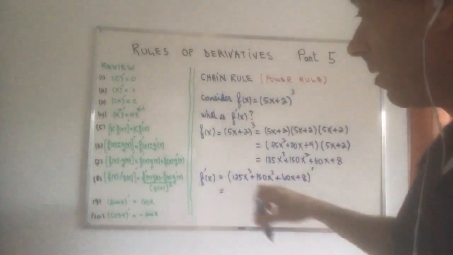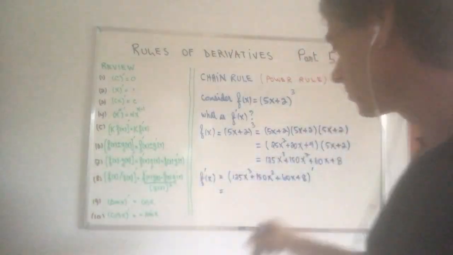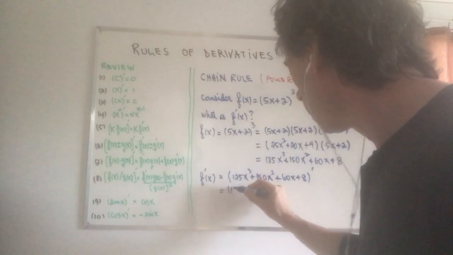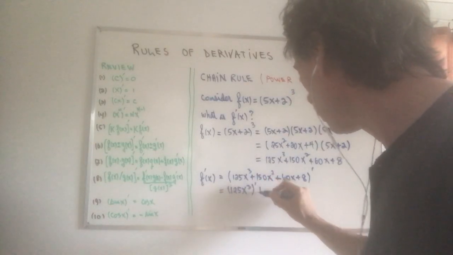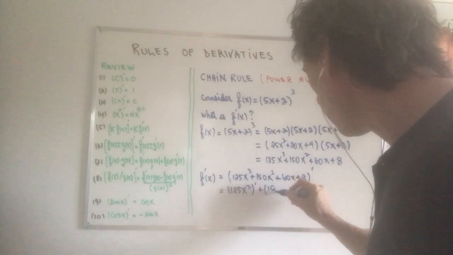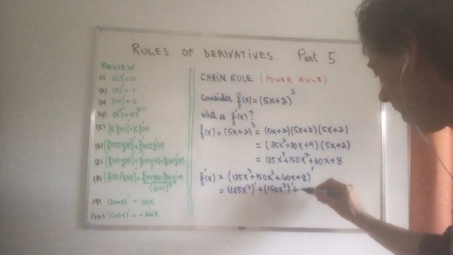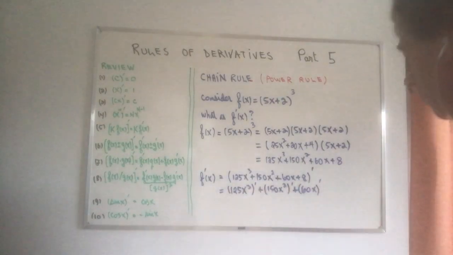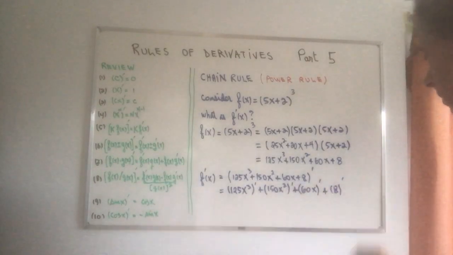They're all separated by a plus sign, so rule number 6 is the rule that has a plus sign between functions. So I'm going to tag along the prime to each one. Well, that's 125x³ all prime, 150x² prime, 60x all prime, and 8 prime.